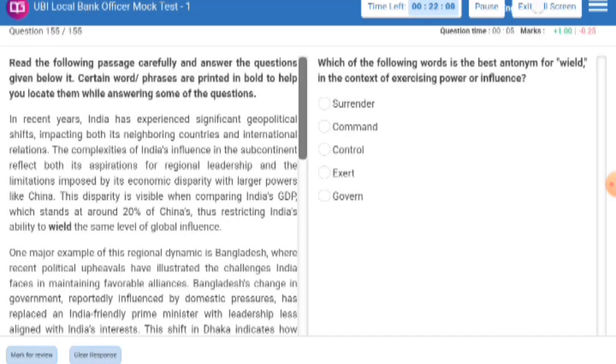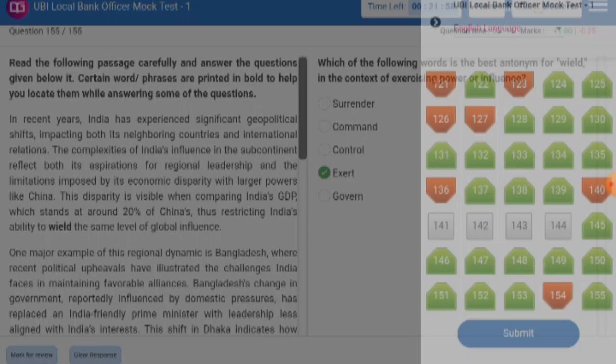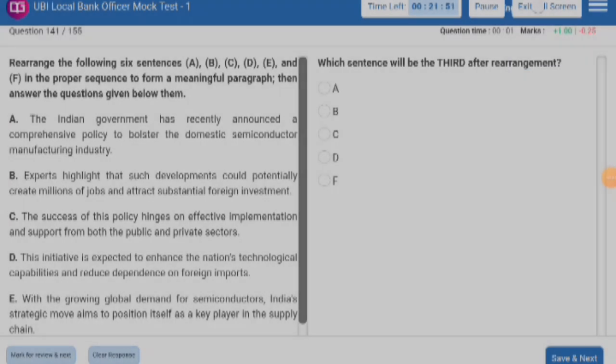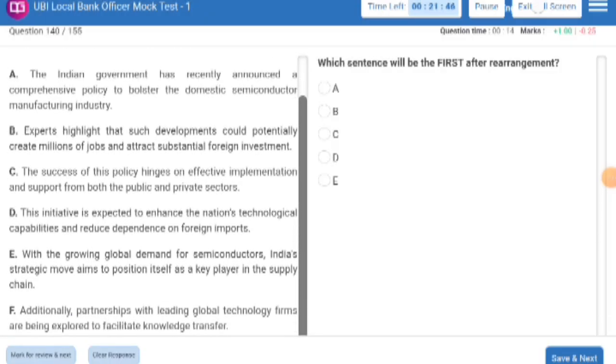Ability to wield the same level of global influence. And so the first one is, the Indian government has recently announced a comprehensive policy to bolster the domestic semiconductor manufacturing industry. This initiative is expected to enhance the nation's technological capabilities and reduce dependence on foreign imports.